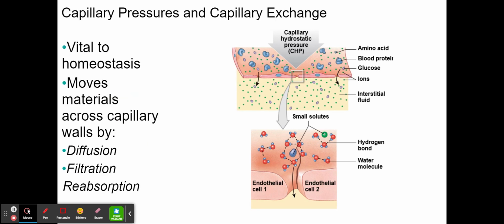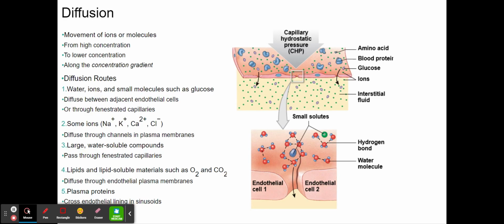Capillary exchange plays a key role in homeostasis. The most important processes that move materials across typical capillary walls are diffusion, filtration, and reabsorption. Diffusion is the movement of ions or molecules from an area where their concentration is higher to an area where their concentration is lower. The difference between the high and low concentrations represents a concentration gradient. Diffusion tends to eliminate that gradient.